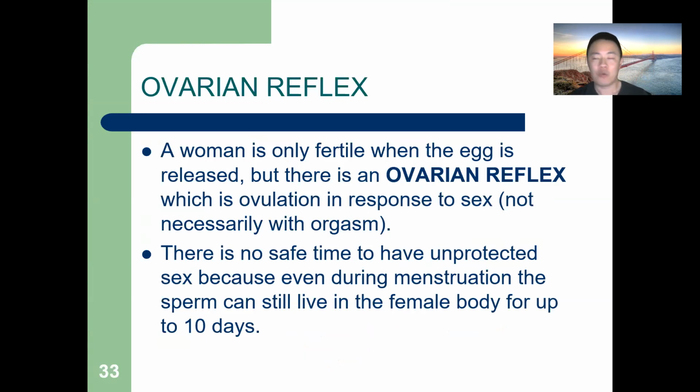Let's go ahead and talk about the ovarian reflex. A woman is only fertile when the egg is released, but there is something, as I mentioned earlier in the lecture, called an ovarian reflex, which stimulates ovulation in response to sexual intercourse, but not necessarily with orgasm. There is no safe time to have unprotected sex, because even during menstruation, the sperm can live in the female body up to 10 days, very hardy sperm cells.